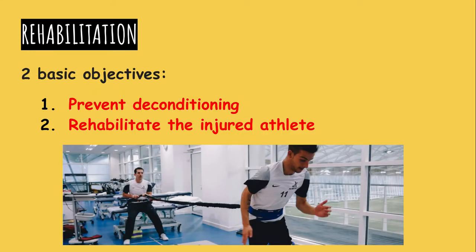So your two basic objectives in rehabilitation are preventing that deconditioning. So you don't want your athlete to lose any of the strength, maybe it's their agility, whatever it is that they had prior to their injury. You don't want that to go away. And then also just making sure that you're also rehabilitating the injured athlete, keeping them strong, keeping them as quick as possible so that they're able to recover more quickly.